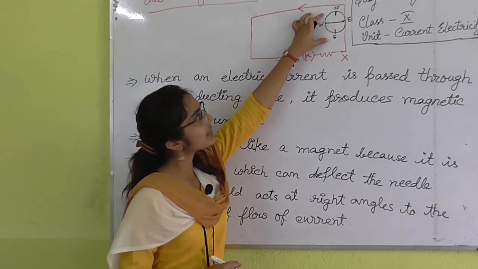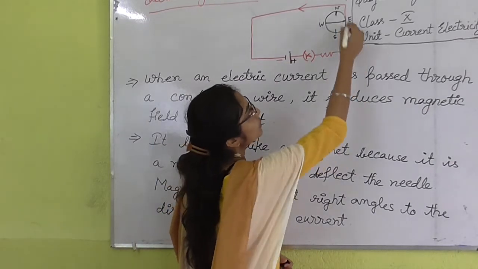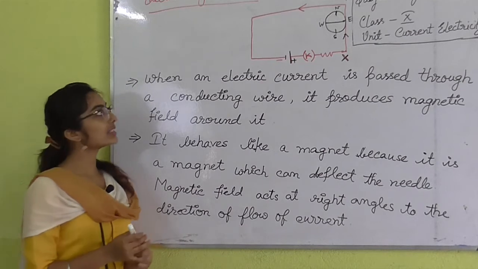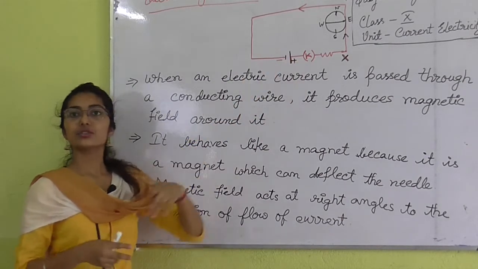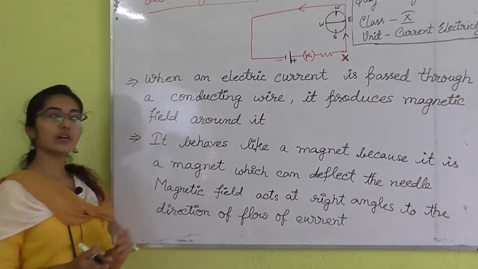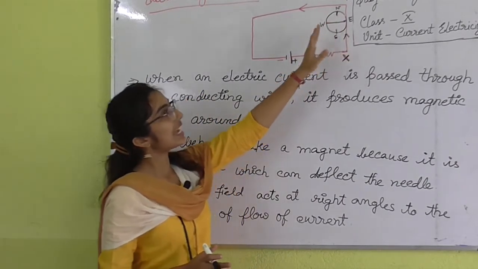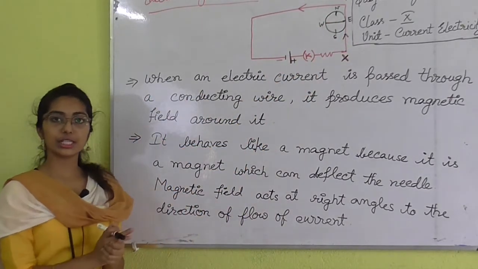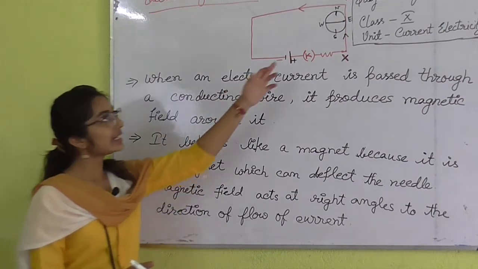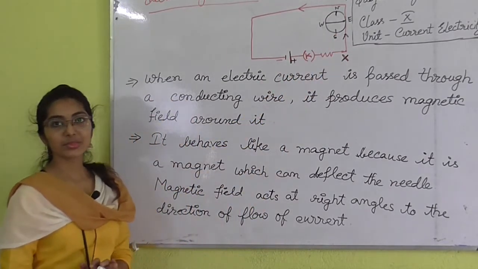The magnetic compass is kept here, and whenever there is current passing from the point X to Y, at first there was no current passing, when the switch was off, and then there is no deflection of the magnetic needle. The magnetic needle was aligned to the north-south position. When the current starts passing through the wire, the magnetic needle is deflected towards the east-west position.